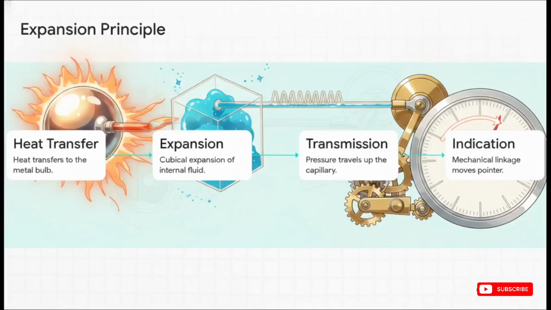First, the surrounding process heat transfers through a metal bulb. Second, this heat causes what we call cubical expansion, or basically volumetric expansion, of the fluid trapped inside. Third, because that fluid is expanding inside a totally sealed system, it forces its way up a thin capillary tube, driving up the pressure. And finally, that heat literally becomes physical motion, as the pressure hits a receiving element which uses mechanical linkages to move a pointer on a dial.